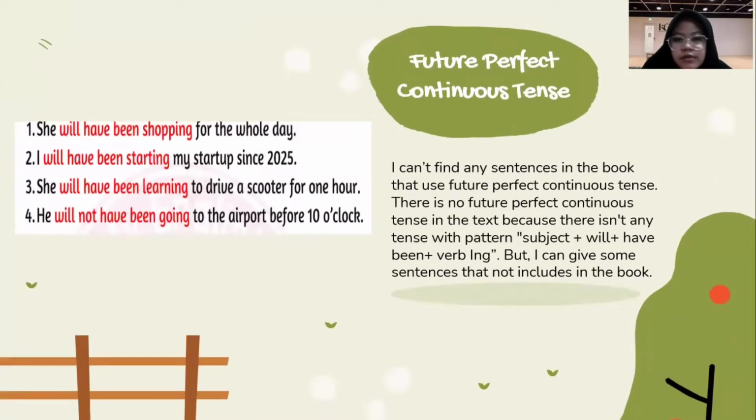The next is future perfect continuous tense. Future perfect continuous tense has the pattern: subject, plus will, plus have been, plus verb-ing. But unfortunately, I can't find any sentences in the book that use future perfect continuous tense. There is none in the text because there isn't any sentence with the pattern subject, plus will, plus have been, plus verb-ing.